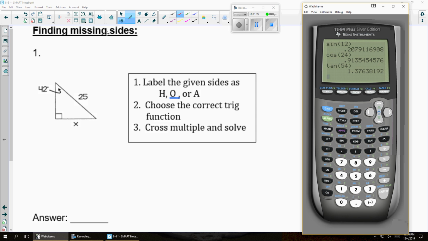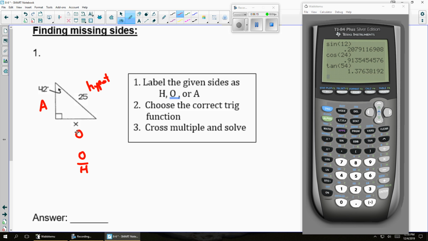So we want to find the missing sides here. And it says, first of all, we want to label the sides, hypotenuse, opposite, or adjacent. Use the correct trig function, and then solve it. So, for example, on this first one, if I'm looking at that 42-degree angle, the x is going to be the opposite side. The 25 is going to be the hypotenuse, or the h, and the adjacent side is going to be this side over here. So the two things that I have are the opposite and the hypotenuse.